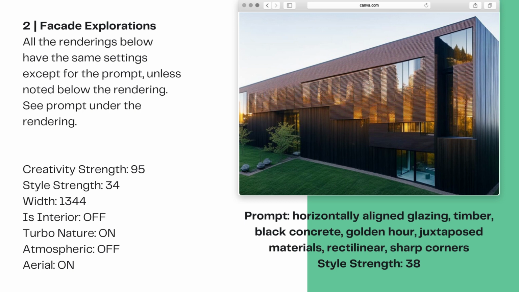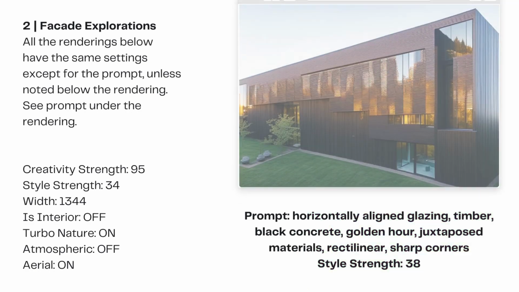So creativity strength is going to be 95, style strength 34, the width 1344, is interior no, so it's off. Turbo nature is on, yes, and atmospheric is off, and then aerial is on in this case. Well, interesting. Okay, so this is the image that we got with these parameters and with these prompts. Okay, next.